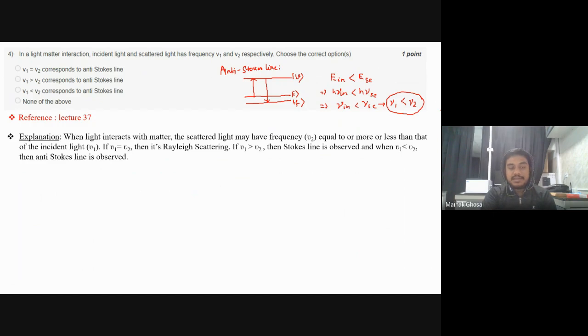You can also find this in lecture number 37, where the same explanation is given: three phenomena could happen. If the incident light and scattered light have the same frequency, then it is Rayleigh scattering. If the scattered light has more frequency than the incident light, then it will be anti-Stokes line. And if the scattered light has less frequency than the incident light, then it will be Stokes line. So your answer for anti-Stokes will be nu1 less than nu2.